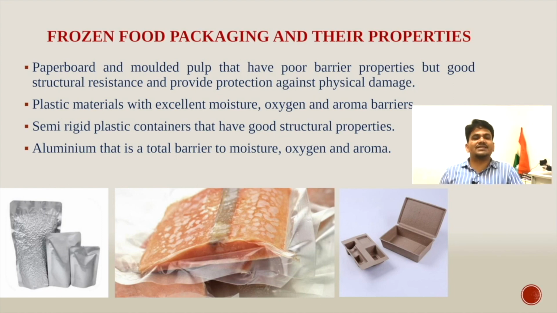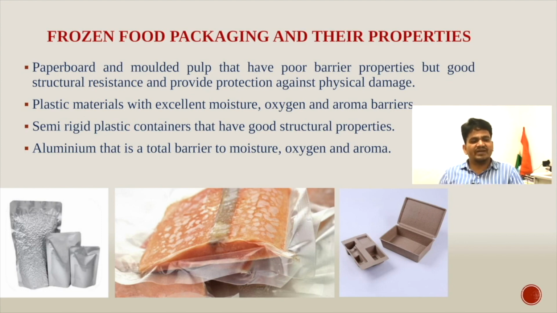Plastic materials have excellent moisture, oxygen and aroma barriers. So these barriers for moisture, oxygen and aroma generally maintain the quality of the food, but at the same time the increment of oxygen inside the stored, say packaged, food may fasten the ripening process. But since it is a frozen food, this problem generally does not come up frequently.